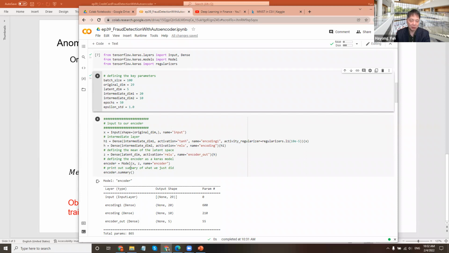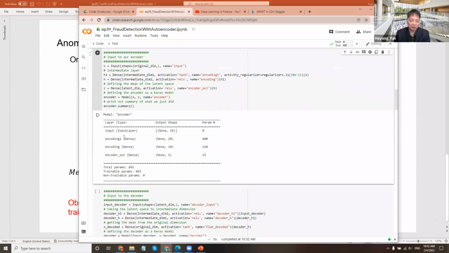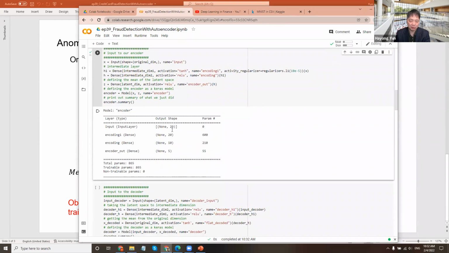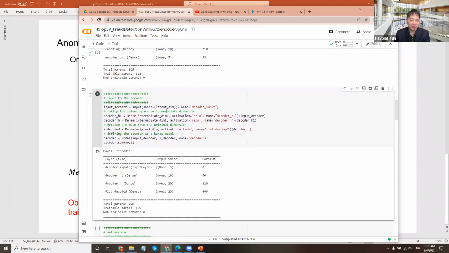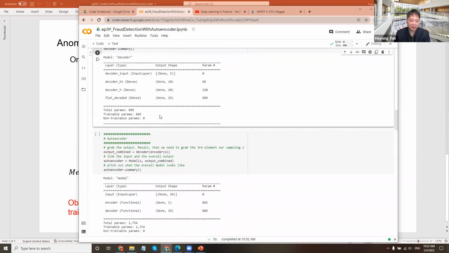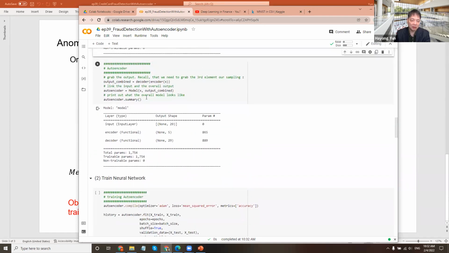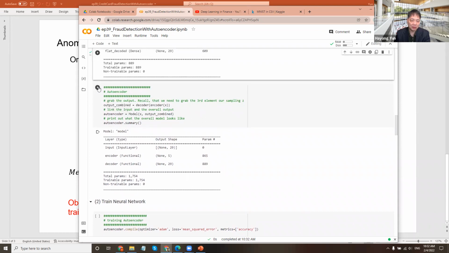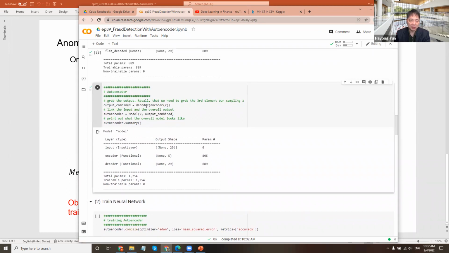Let's call this model the encoder. It takes the x and outputs a z. You can use the summary command to see how the nodes look: 29 to 20 to 10 to 5. The decoder takes that latent representation, 5 nodes, and goes to 10 nodes, 20 nodes, and then the original 29. Again, the decoder is here. Now the autoencoder is the whole thing, which is the decoder of the encoder of the original input. So the combined output is the reconstructed input.